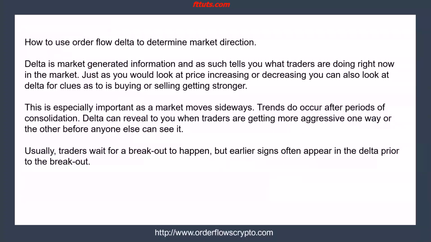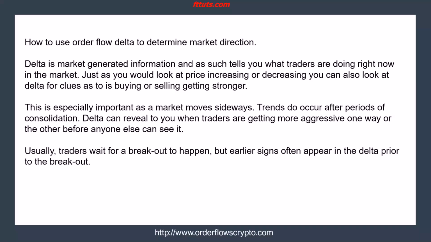Now, how you can use delta to determine market direction is, remember, delta is market generated information, and as such is going to tell you what traders are doing right now in the market. So just as you would look at price increasing or decreasing, you can also look at the delta for clues as to who is buying or selling and who's getting stronger in the market. Are buyers getting stronger or are sellers getting stronger? This is information that you want to see and use and take advantage of.